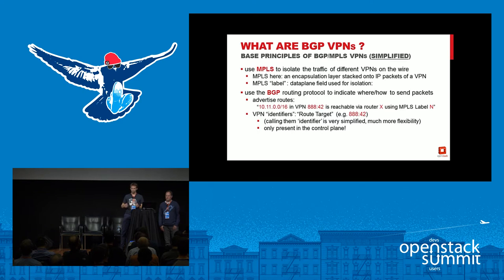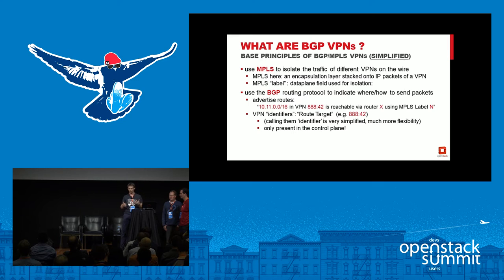Then we need a control plane to send traffic to its destination in the context of a VPN. And here, the protocol that is used is BGP, more precisely VPN extensions of MP-BGP, but it doesn't really matter. Perhaps you know that when BGP is used for the global internet, we advertise a prefix, with additional properties, and say that it's reachable via a router. Here in BGP VPNs, we advertise a prefix in the context of a VPN, which is identified by what we call a route target, and we say that it's reachable via a router using such or such MPLS label to distinguish the traffic from the traffic of other VPNs.